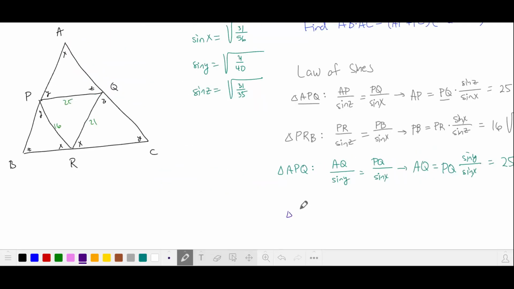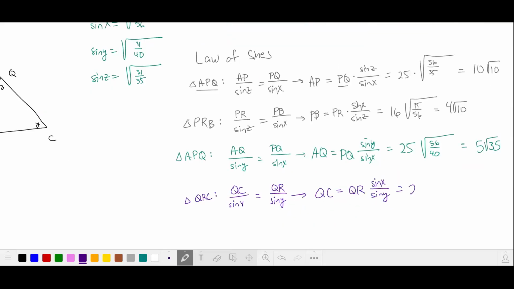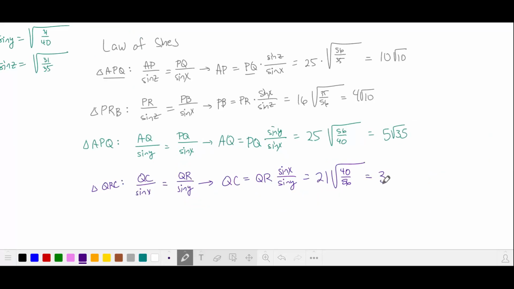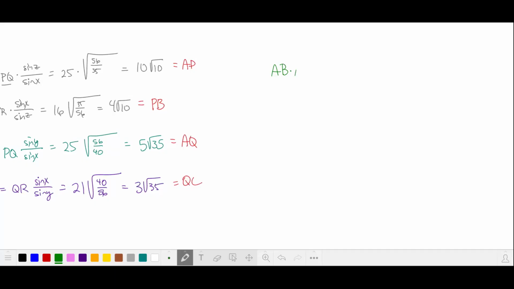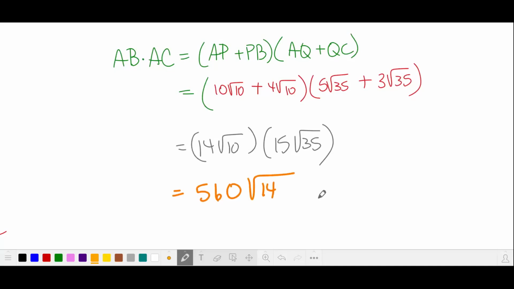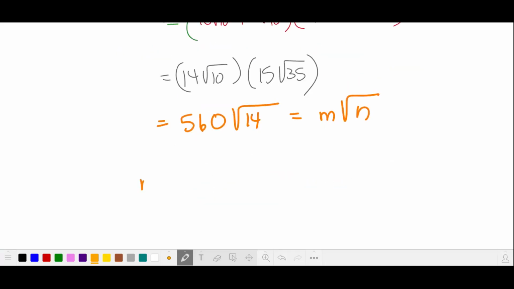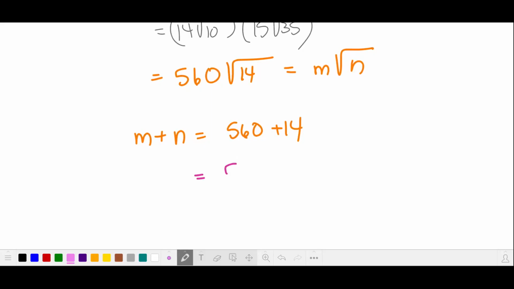And now we'll use triangle QRC. We want to find QC. This is over sine of x. We know QR. That'll be over sine of y. Then we'll solve for QC. QR was 21, and this fraction is the reciprocal of the previous calculation, so 40 over 56, and this simplifies to 3 root 35. So AB times AC is the product of these two sums, and we'll plug all this in. Multiplying and simplifying, we get 560 times the square root of 14. The problem asks for m plus n, and our answer is 574.